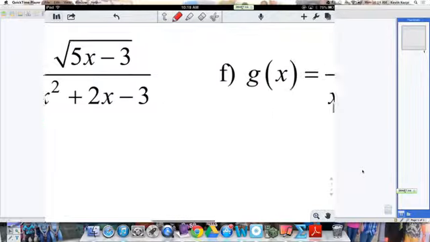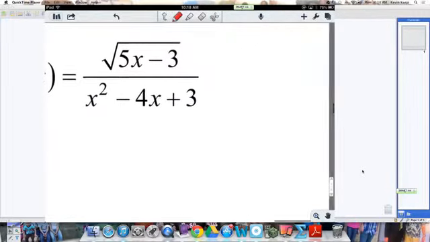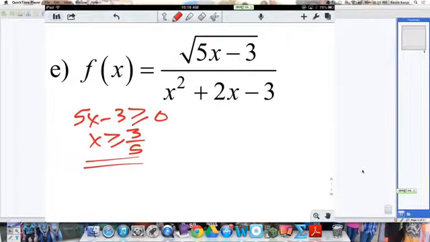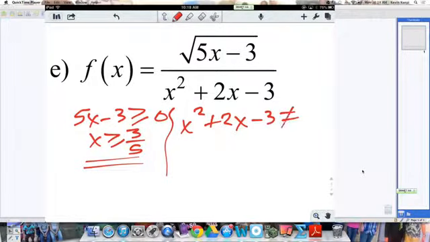Now that's going to be the numerator in the other 2 problems as well, as you'll see. So that analysis for the radicand will be the same in F and G. But what's different in each of the subsequent 2 after this are the denominator, which will set up x squared plus 2x minus 3 cannot be 0.